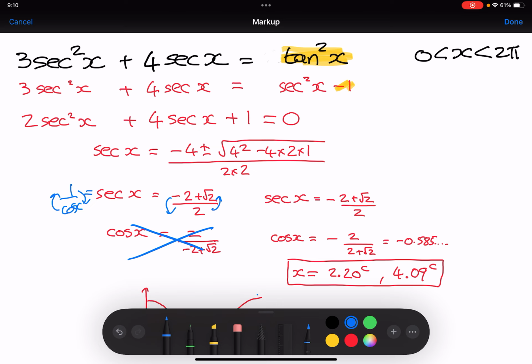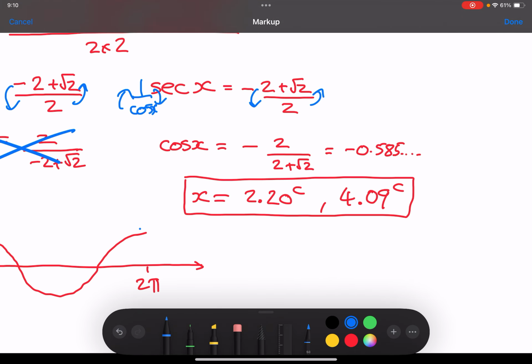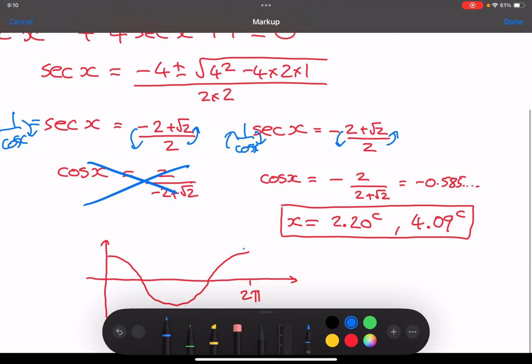The second solution to the quadratic was minus 2 minus root 2 over 2, which again, we're going to do the reciprocal, because we know this is 1 over cos. So if I do the reciprocal here and the reciprocal on the right-hand side, we find that cos x is equal to minus 2 over 2 plus root 2, which is roughly equal to minus 0.585. So I can do cos inverse of that, and my calculator gave me the answer that's closest to 0 there as 2.20.